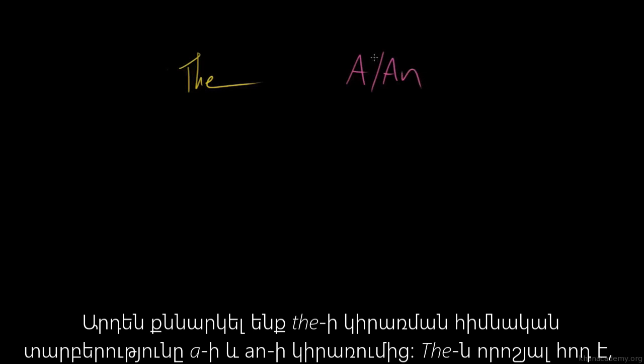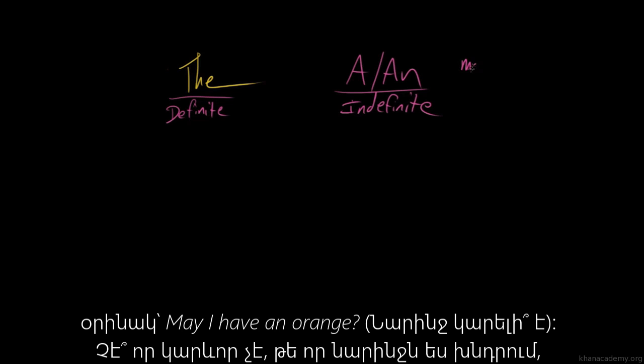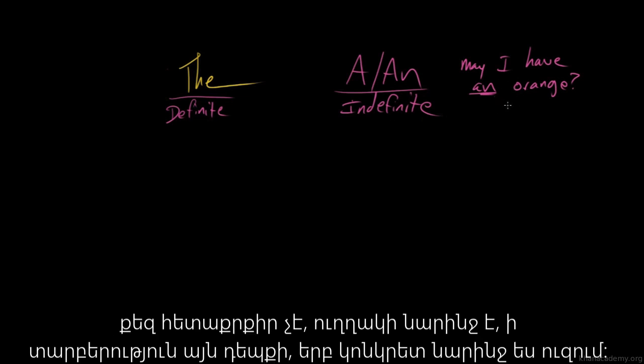So we've covered the basic idea that divides the usage of the from a and an. The is the definite article, and a or an is the indefinite. So when you're being non-specific in language, you would use the indefinite article, as in, may I have an orange? Question mark. Because it doesn't matter which orange you're asking for. You don't care. It's any orange.